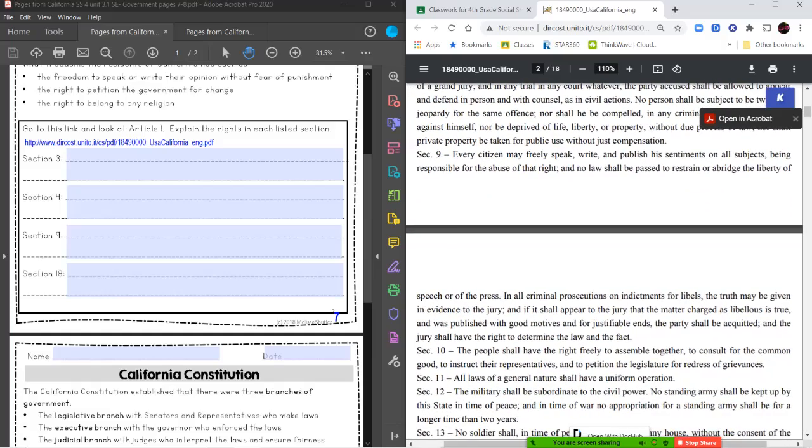Now for Section 9, it says every citizen may freely speak, write, and publish his sentiments on all subjects, being responsible for the abuse of that right. And no law shall be passed to restrain or abridge the liberty of speech or of the press. In all criminal prosecutions or indictments for libels, the truth may be given in evidence to the jury, and if it shall appear to the jury that the matter charged as libellous is true.